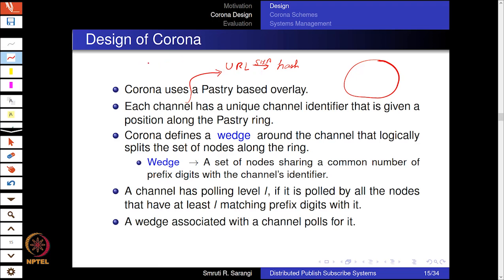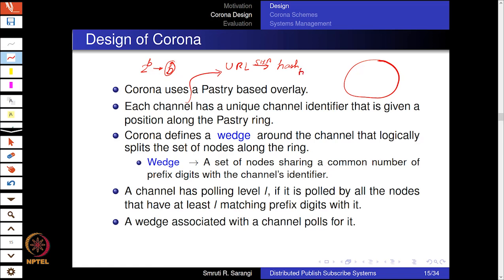Recall, a small clarification over here. In the Pastry paper, actually the base is 2 to the power b, but in the Corona paper, it's not 2 to the power b. The convention is that the base is b. So we'll go with this convention, the Corona convention, even though recall that in the Pastry paper, the connotation of b was actually different, and the actual base was 2 raised to the power b. But as I said, in Corona, we will go with the convention that the base in which the hash is being represented is base b.